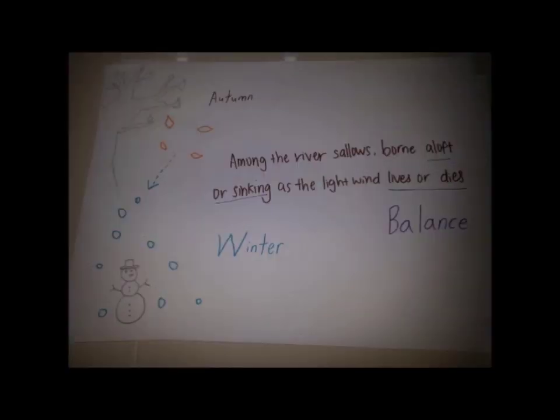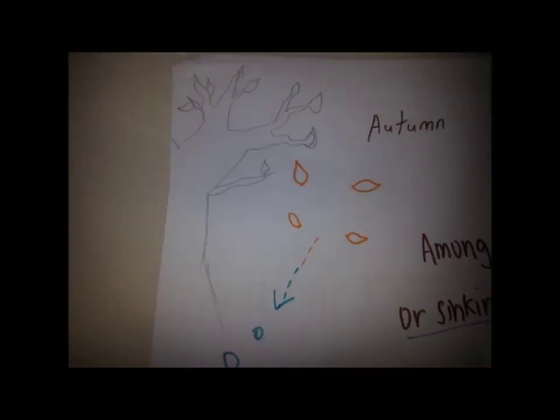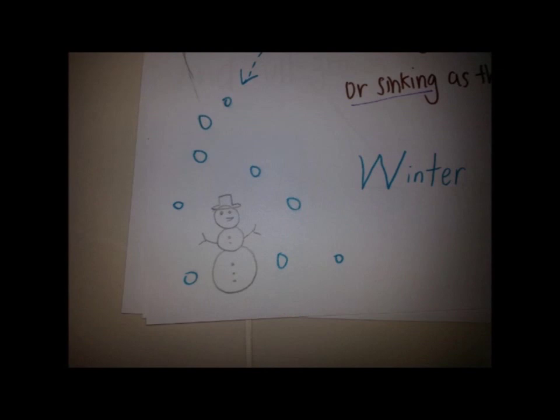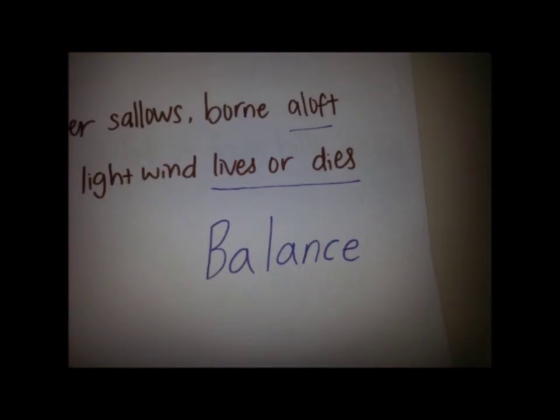"Among the river sallows, borne aloft or sinking, as the light wind lives or dies." This shows that the current situation is between autumn and winter, and is painting this as a balance and time between life and death, highlighted by the aloft or sinking and lives or dies juxtapositions.